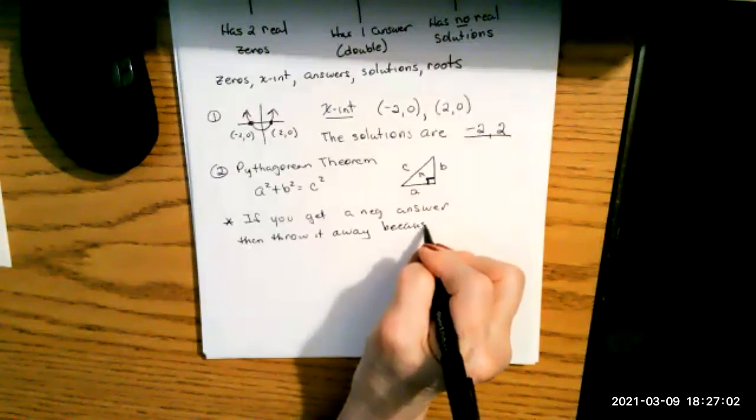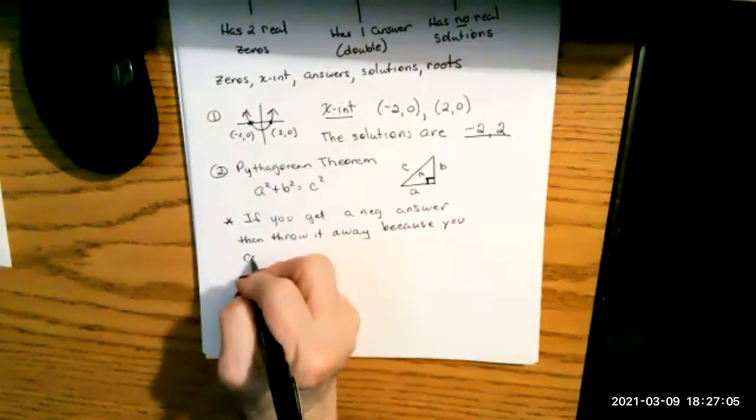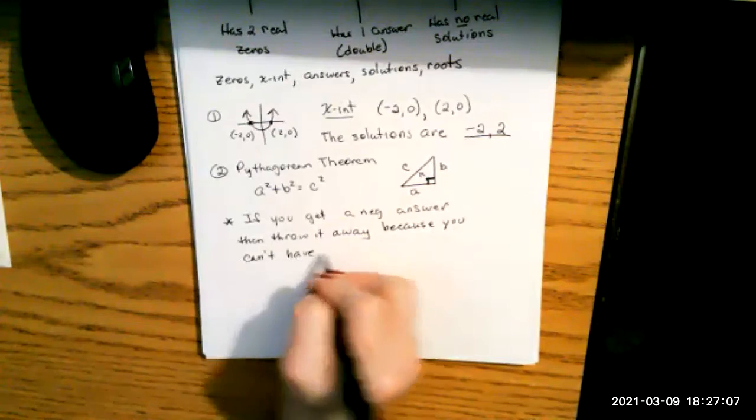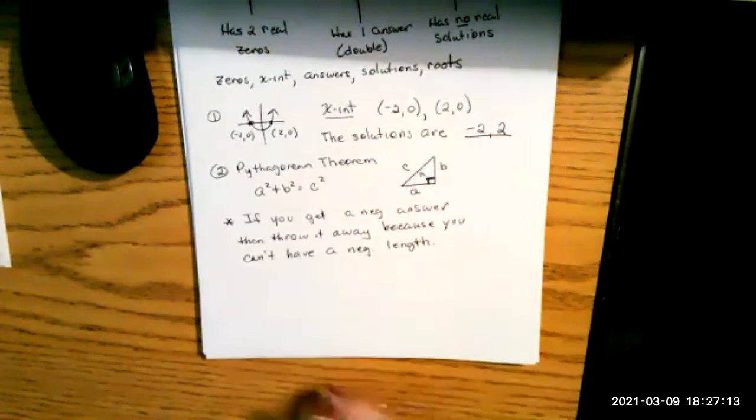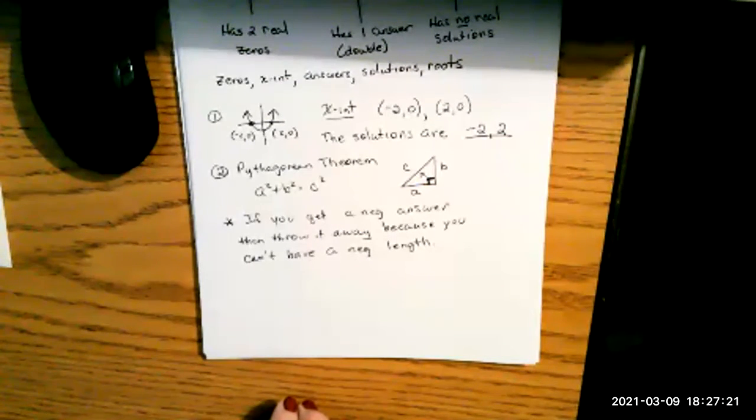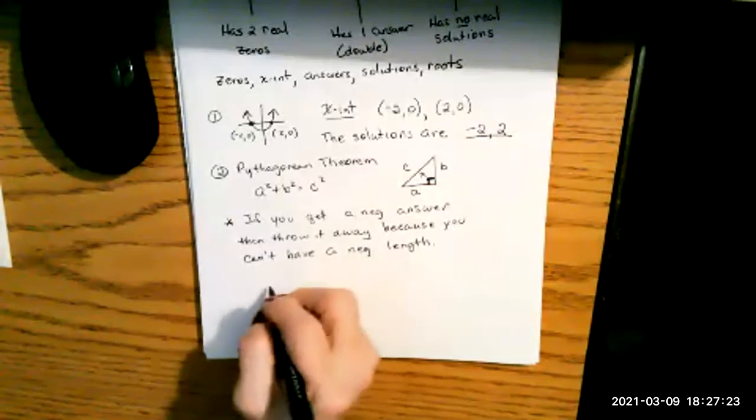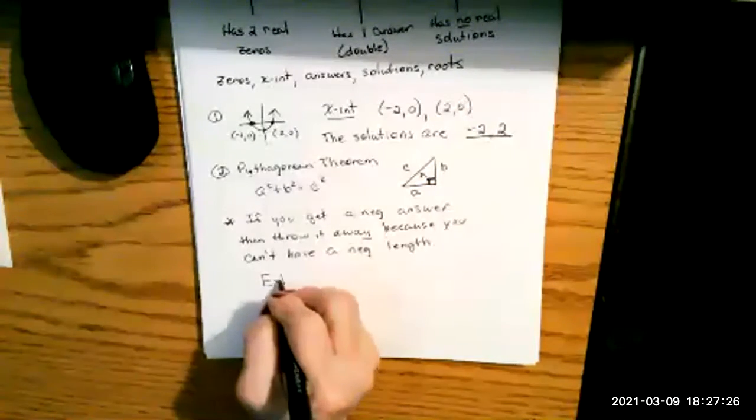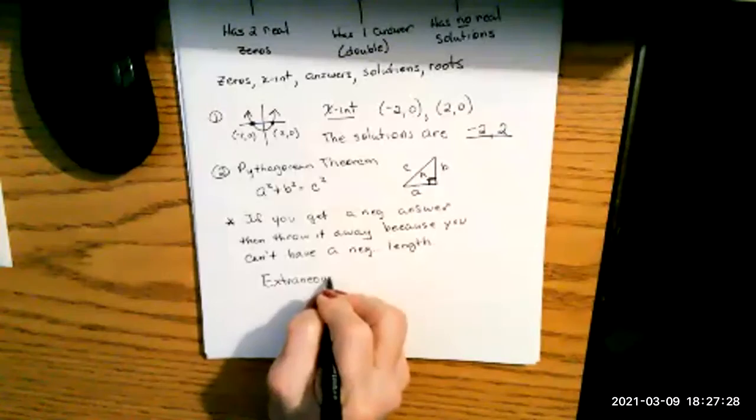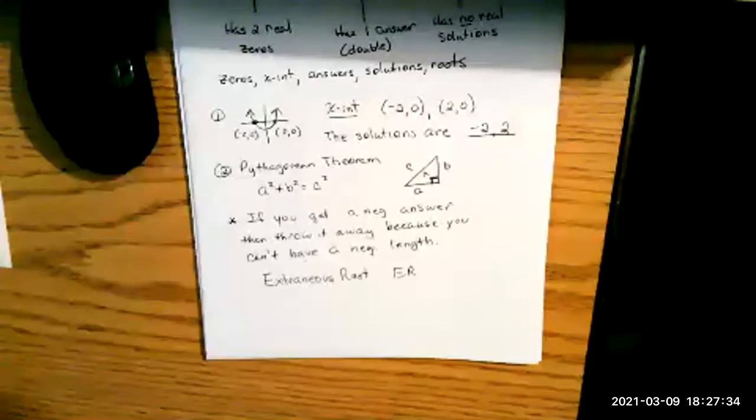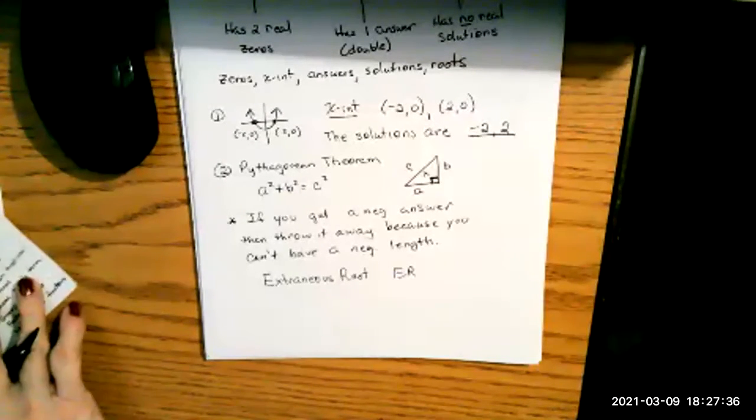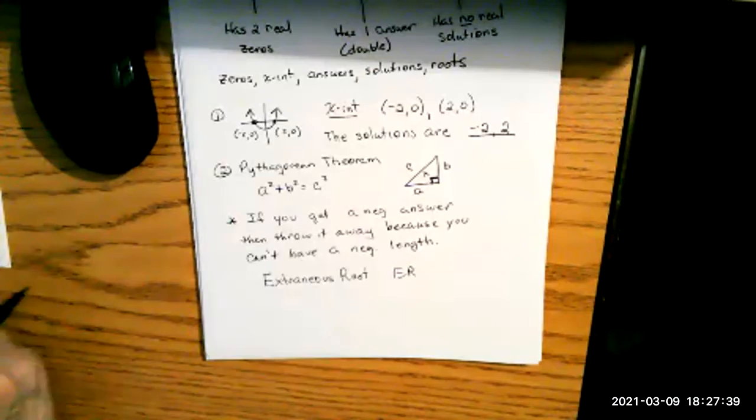Because you can't have a negative length. So on this problem, you might get a negative answer because we're dealing with squares and you're going to have that plus or minus rule. And so if you get the negative side of there, you throw it away. It's called an extraneous root. Sometimes I'll write ER for extraneous root. It's just a root that is not valid in the problem.